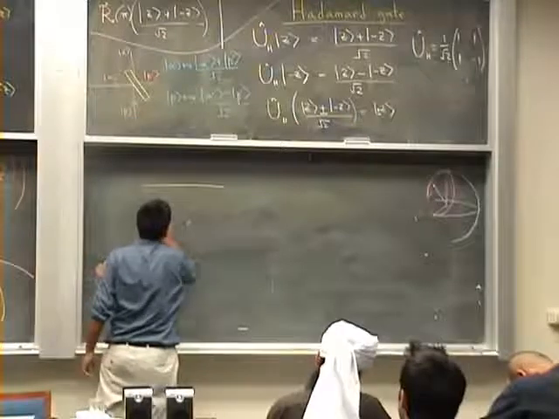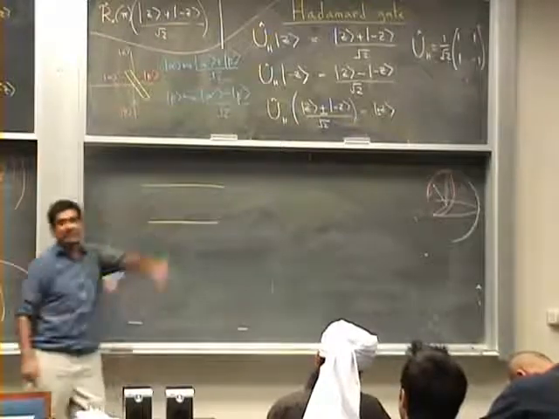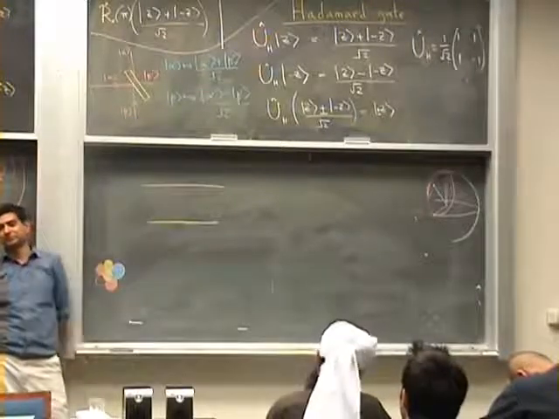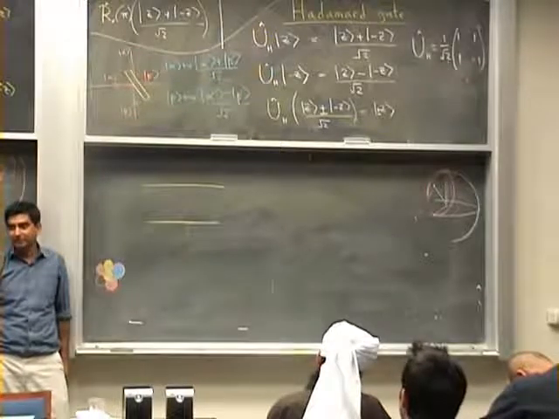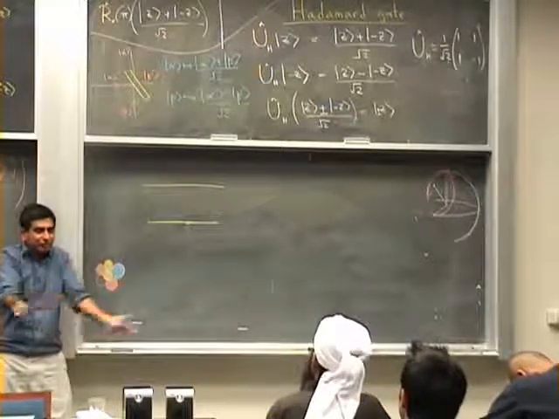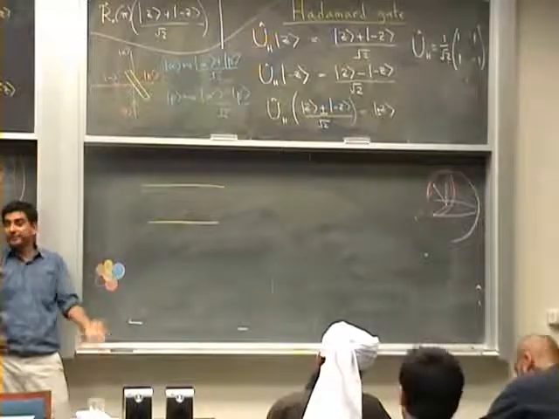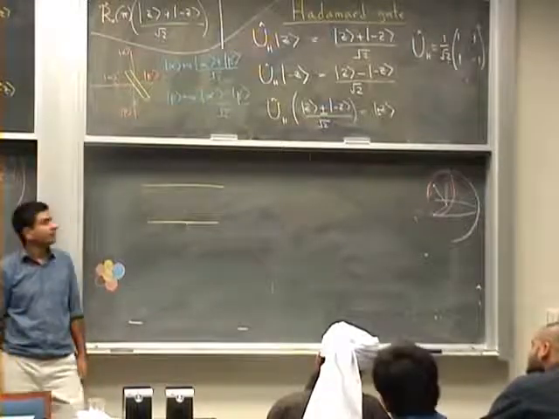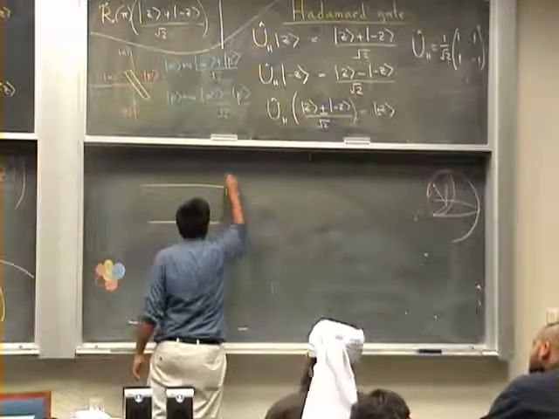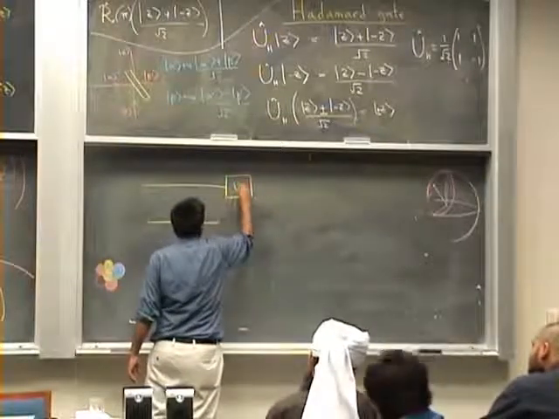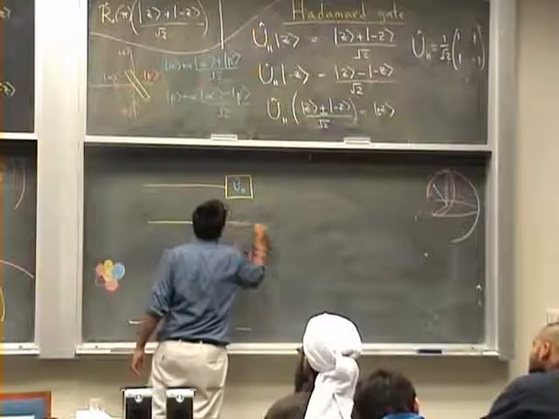Suppose I have not one spin half, but two spin halves, or two qubits. Okay? You can have two spins, two electrons close together, talking to one another. These are two qubits. Okay? This is a Hadamard gate, just on one qubit.